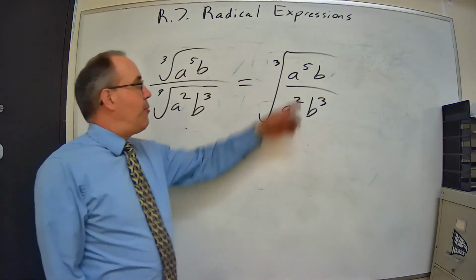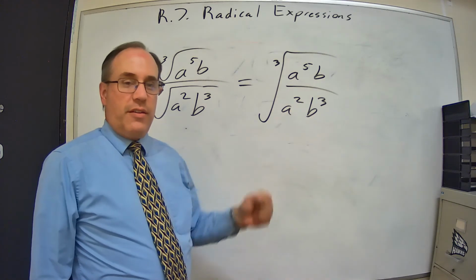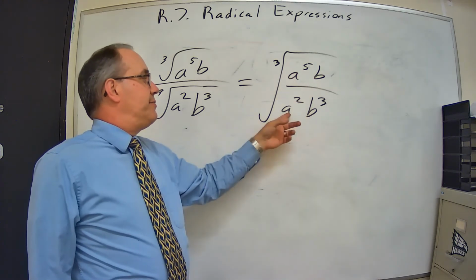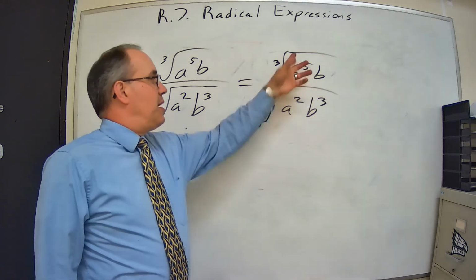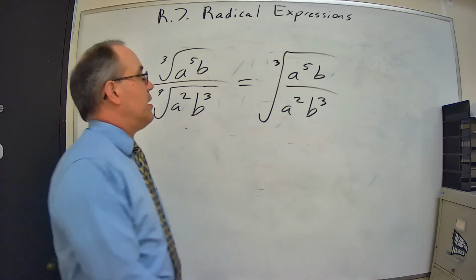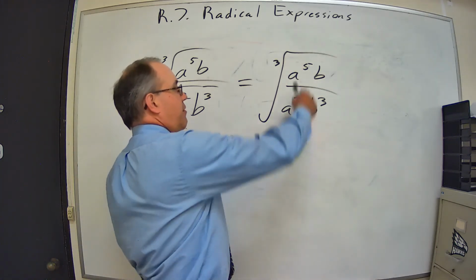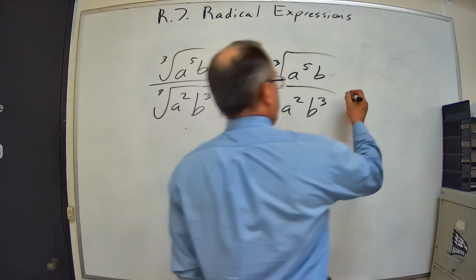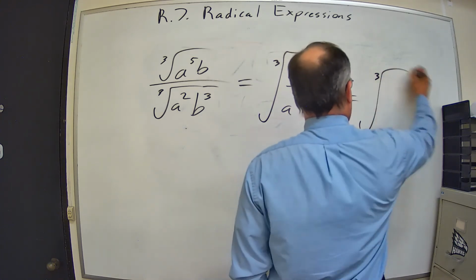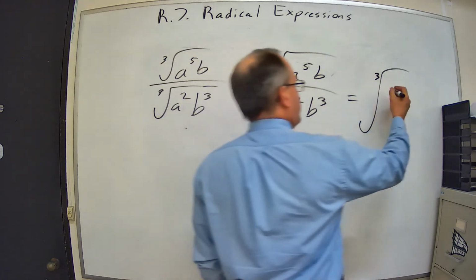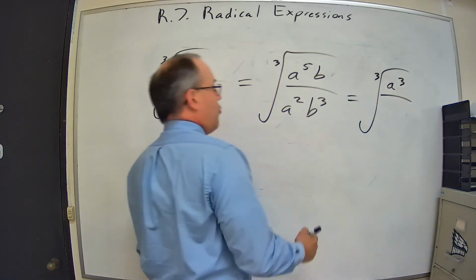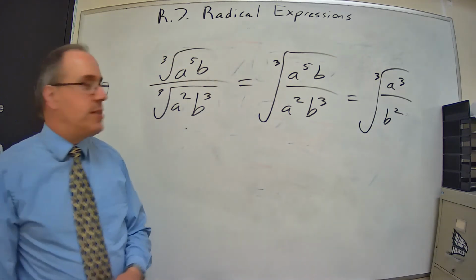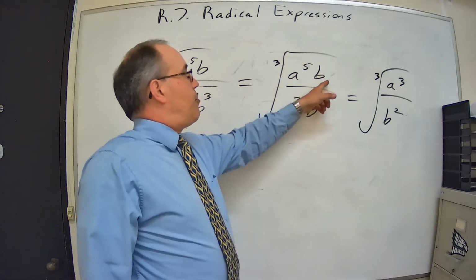Well, now that we have that, we have a rational expression with same bases and different powers, so we've got this quotient. So we can do the canceling. 5 minus 2 is 3, 1 minus 3 is negative 2. So we can turn this into the cubed root of a cubed over b squared.